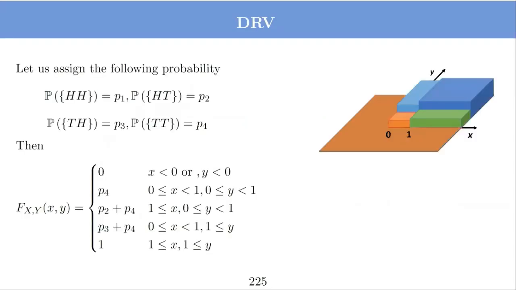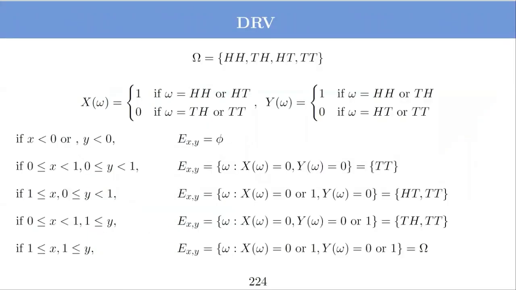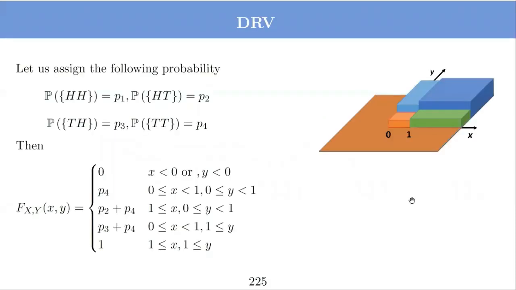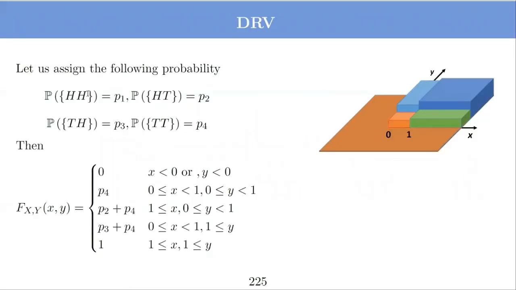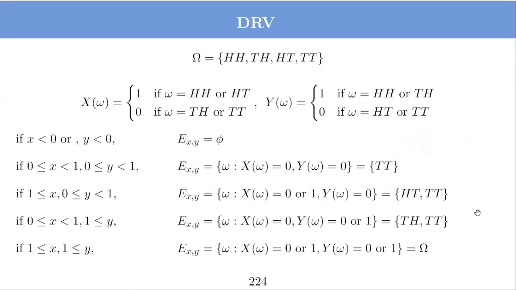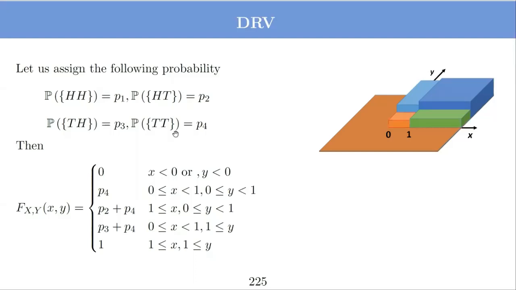Once I know this, suppose the probability measure is such that the probability of HH is P1, probability of HT is P2, probability of TH is P3, and probability of TT is P4. Then depending on the condition, we know the probability of this set is P4. The probability of this set, HT and TT, is this plus this, so P2 plus P4. Similarly, for this set, TH and TT, it will be P3 plus P4.